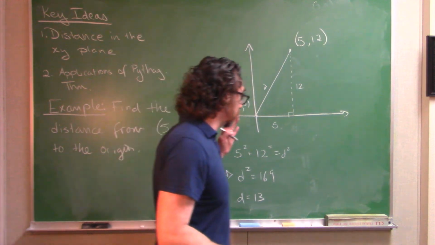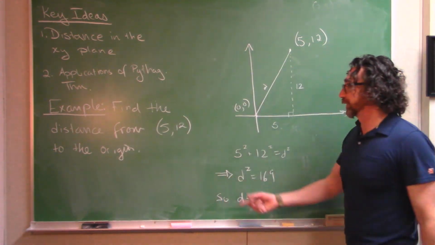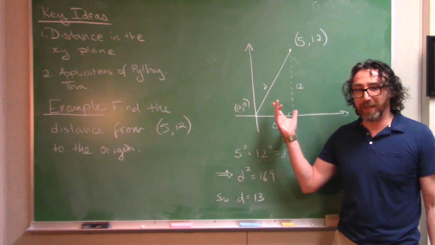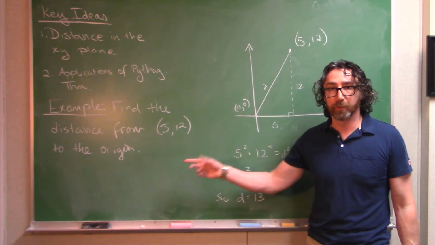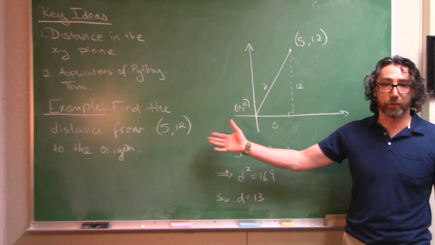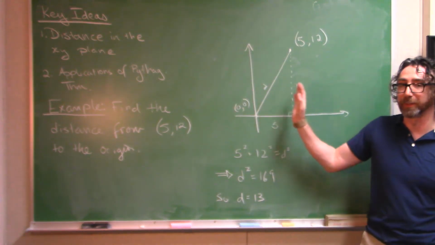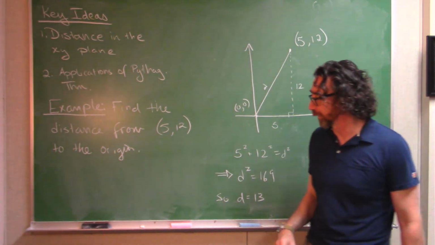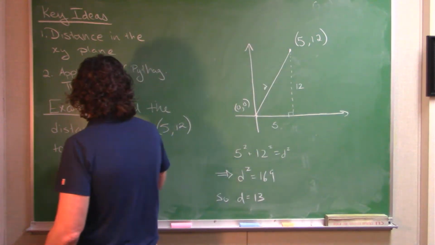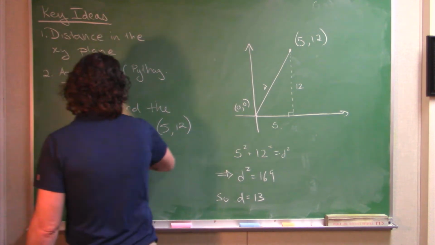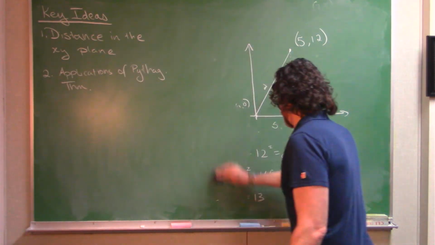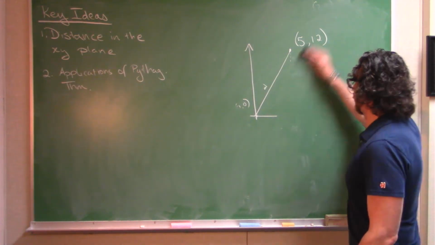Okay, so if you're talking about the distance from a point to the origin, then it's actually a little bit easier. You're just using the x and y coordinates by themselves. You don't have to do that intermediate step. Okay. And I also wanted to do another application of the Pythagorean theorem.